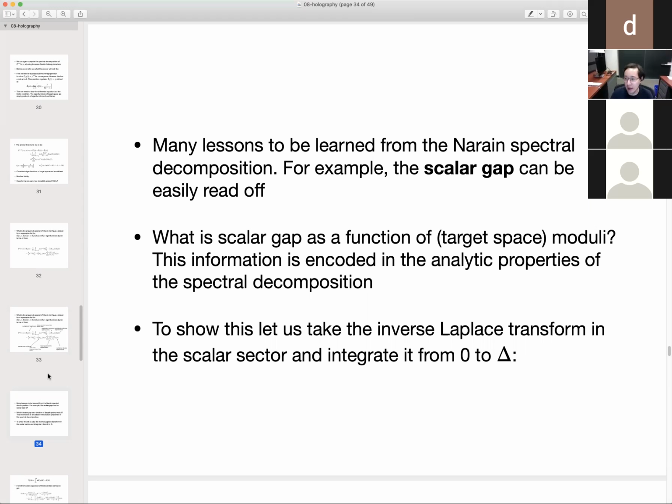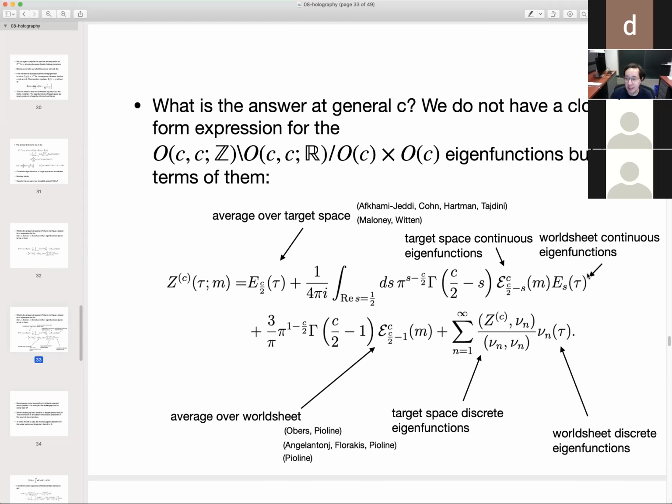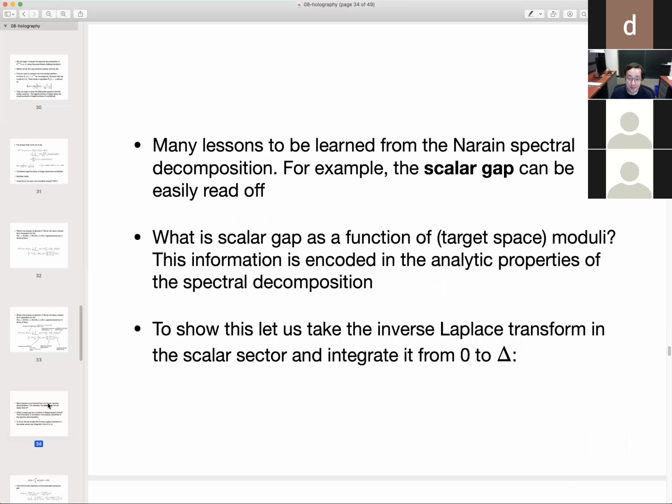It was shown in some recent work that the average scalar gap obeys certain properties at large C. And with this technology, in principle one can read off explicitly the scalar gap as a function of all moduli. In practice, we're only able to do it at C equals 1 and C equals 2 so far, simply because we don't have explicit expressions for these target space eigenfunctions. But that's simply a mathematical issue. If some mathematician works out the harmonic analysis of this space, then it'll be very easy to read off the gap.